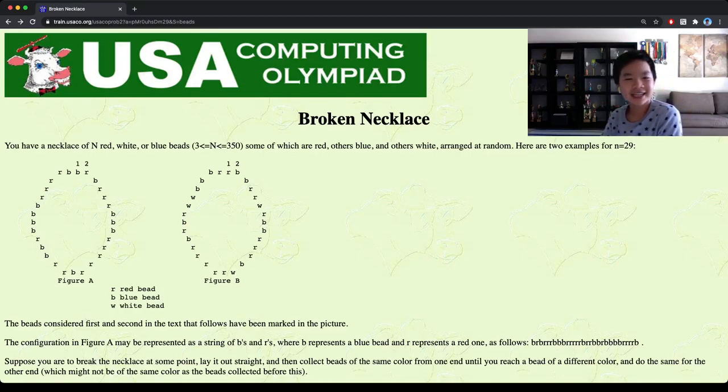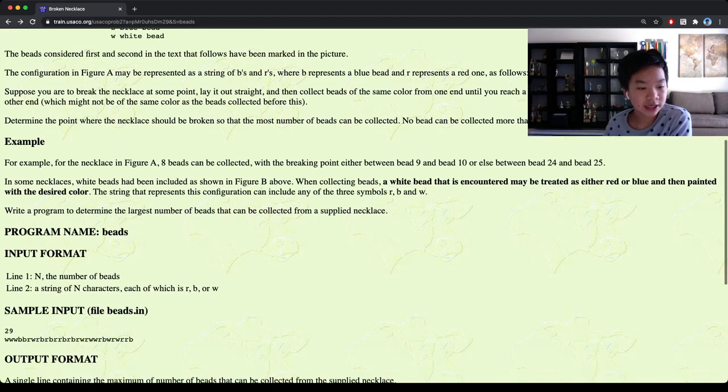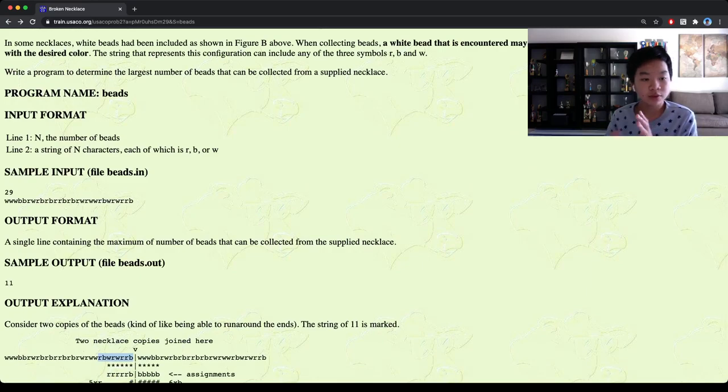Hello everyone, today we're going to look at USACO Training Broken Necklace. In this problem, we're given a necklace which has N characters, and each bead is either red, blue, or white. We're supposed to calculate the maximum number of beads that can be collected from the supplied necklace.